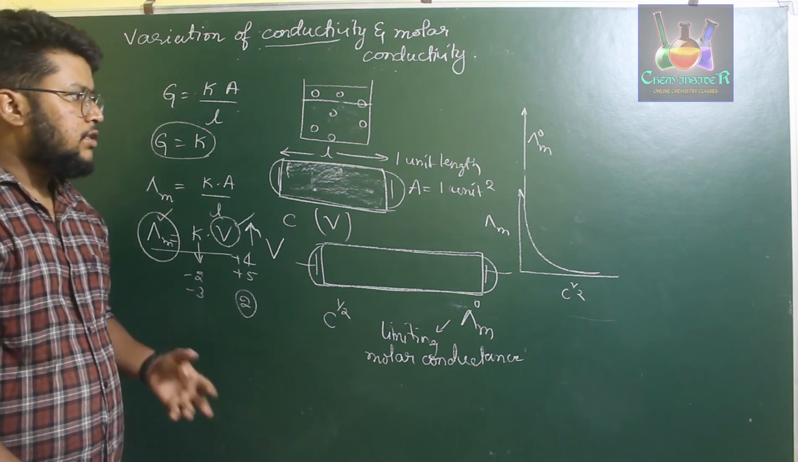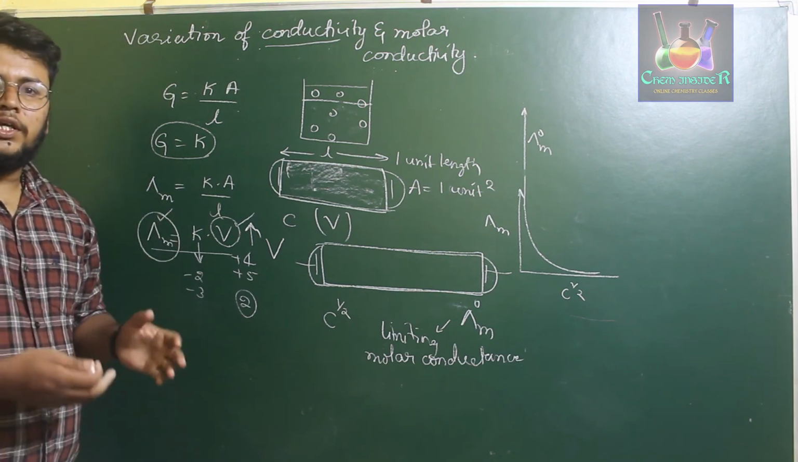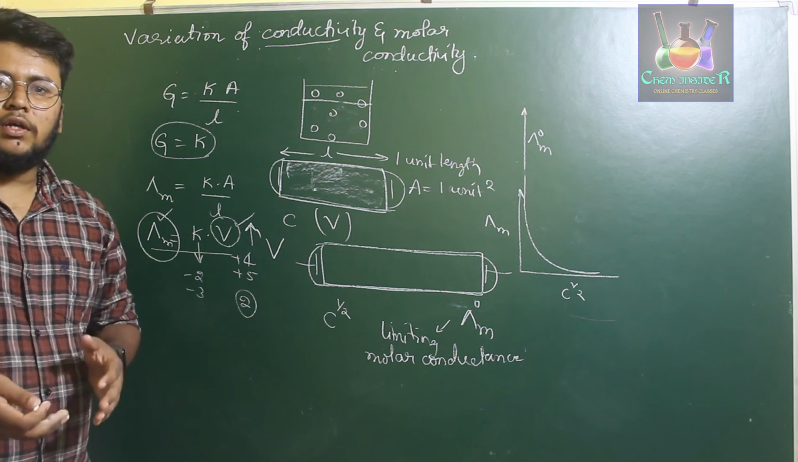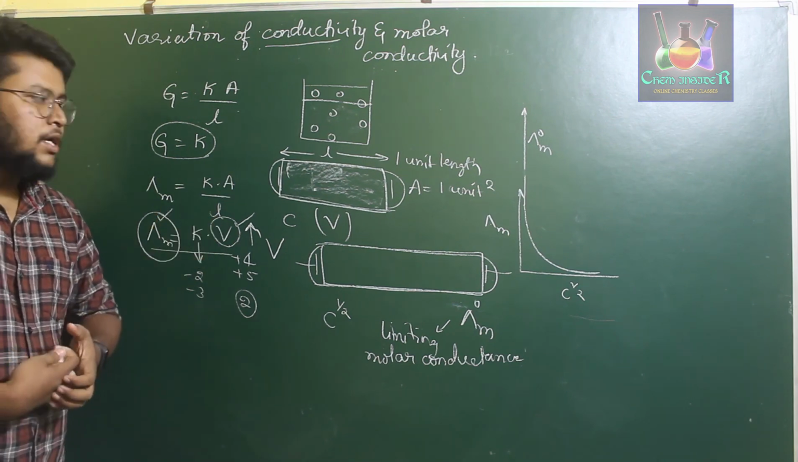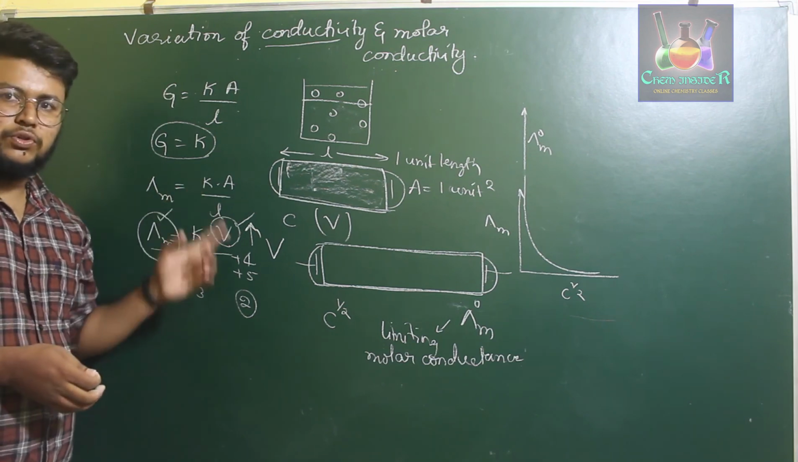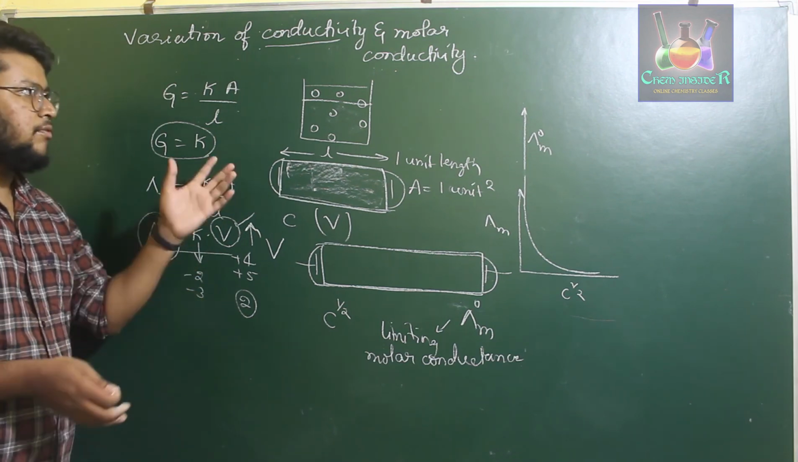In the next video, we'll discuss the variation of lambda m naught for strong and weak electrolytes. I hope this is understood. You have understood this concept. So if you have any doubt, please do go through this video once again, the second part about the variation.